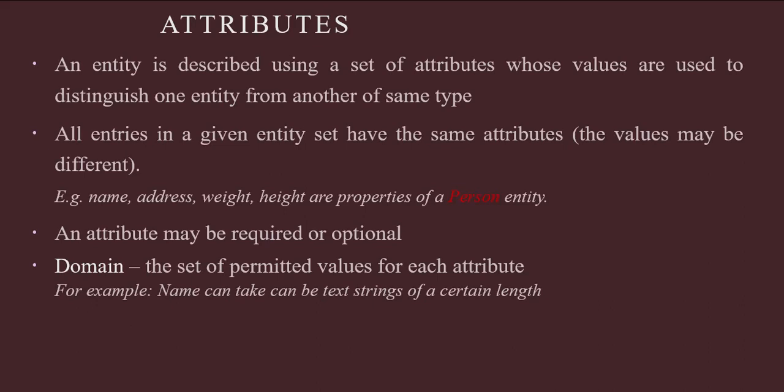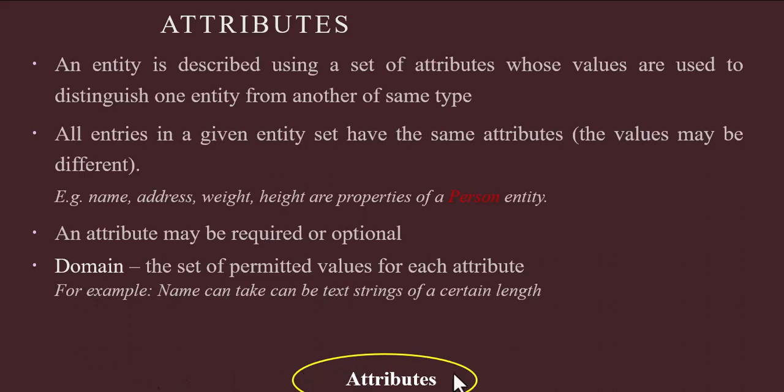An attribute may be required or optional. Domain. What is domain? The set of permitted values for each attribute. For example, name can be a text string of a certain length. So this is the notation used for the attribute.